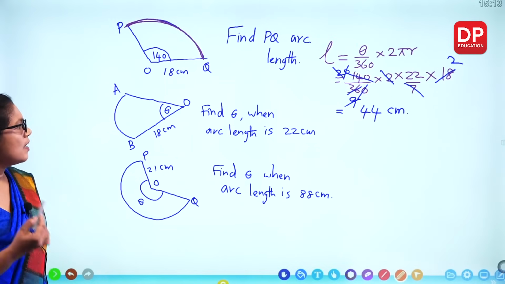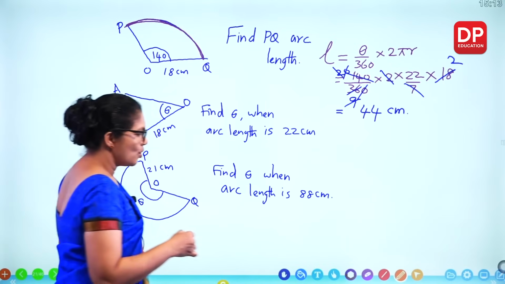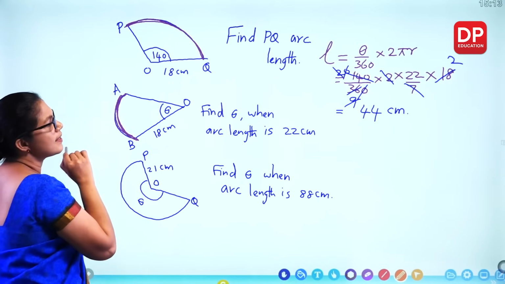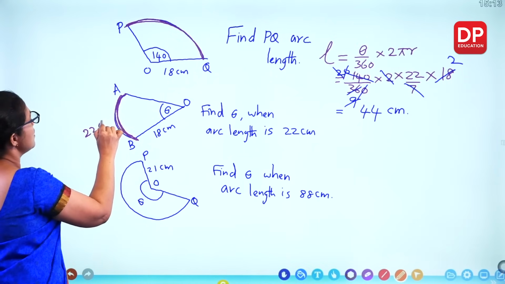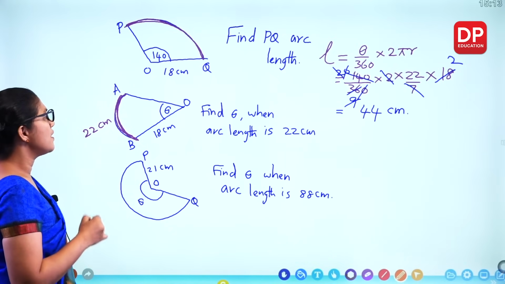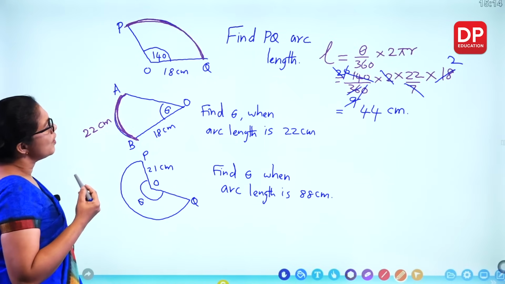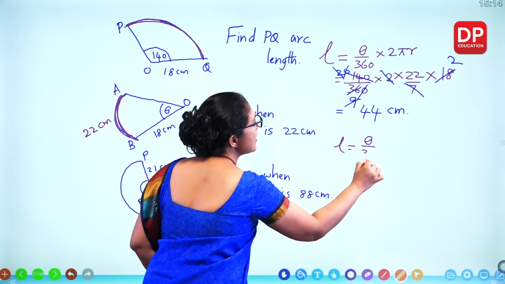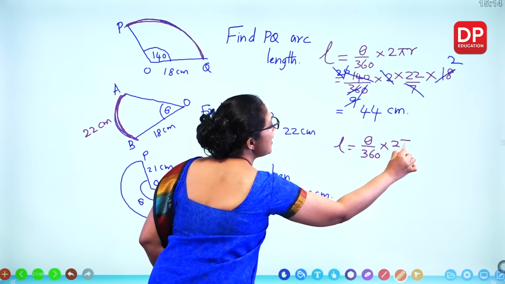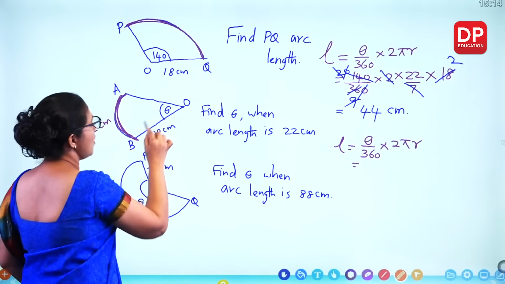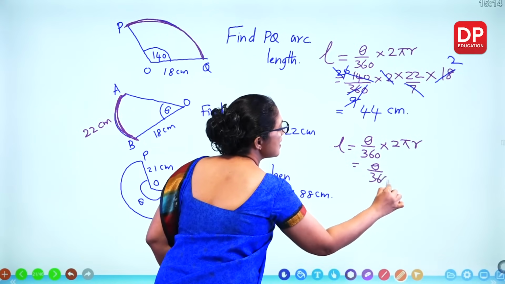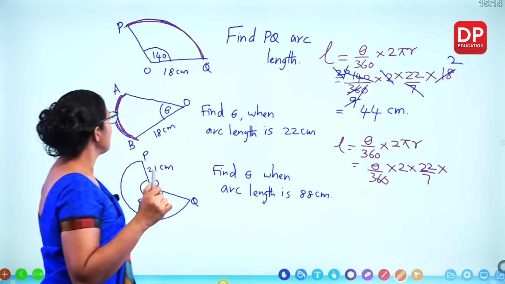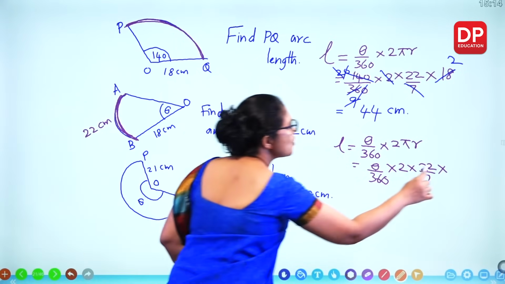Now we'll look at the next example. It says find theta when arc length is given 22. So here they have given this length, that's the arc length, 22 centimeters. So you are asked to find out the angle at the center. Straight away you can use the formula. L equals angle over 360 into 2 pi r. So what's the angle? You have to find out. 360 is there. 2 and pi is 22 over 7. And what is the r value? R value is 18. So substitute 18 there.